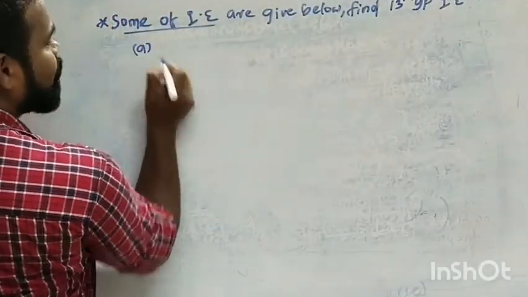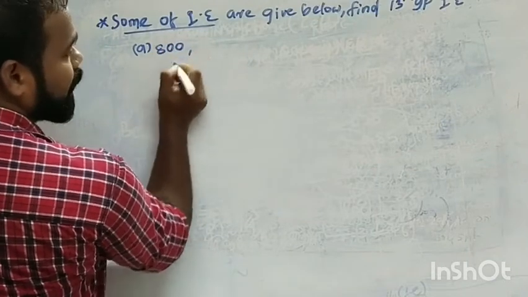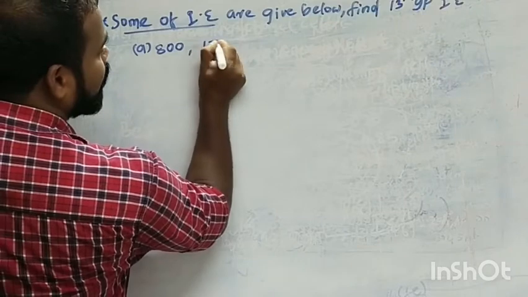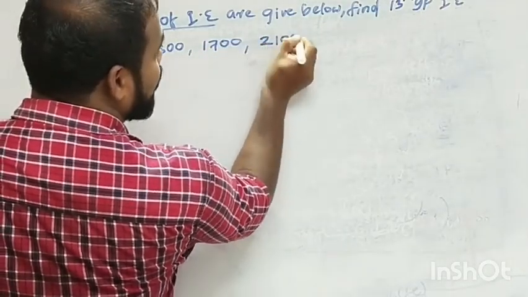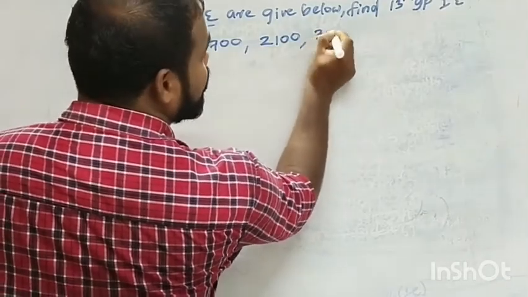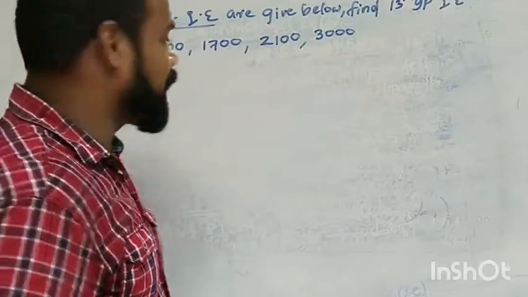Option A, first one: 800 kilojoule, then 1700 kilojoule, then 2100 kilojoule, 3000 kilojoule. Means first, second, third, fourth ionization enthalpy.